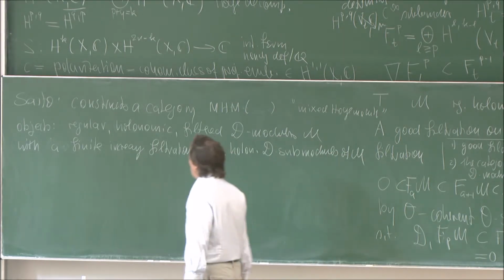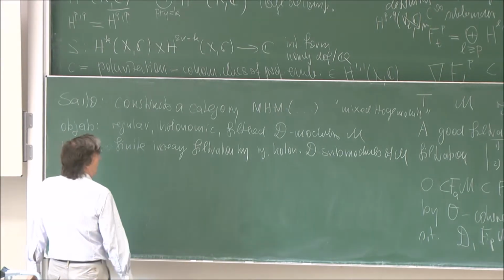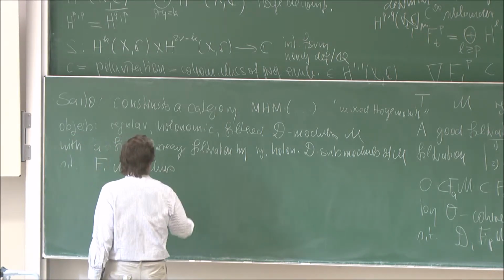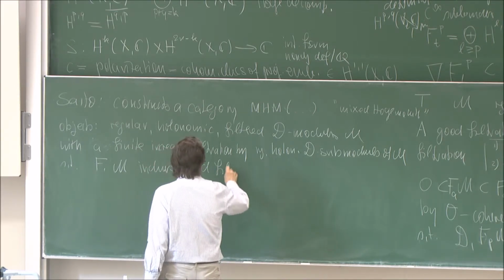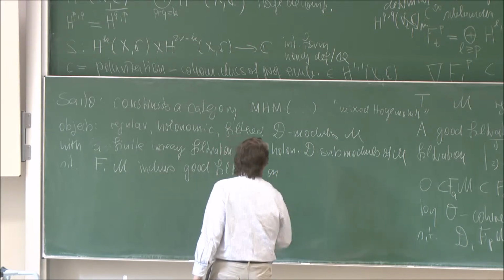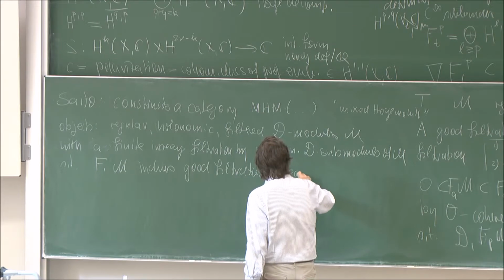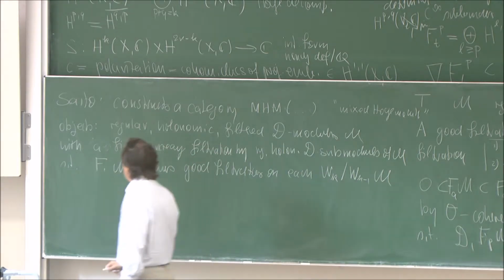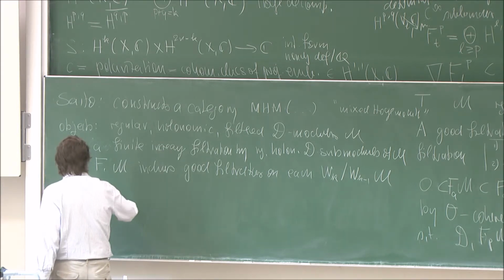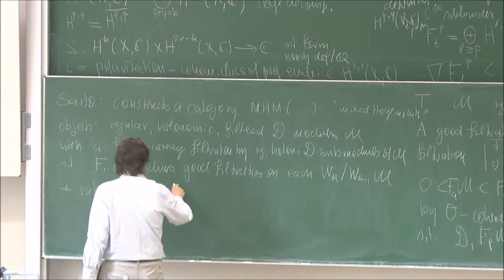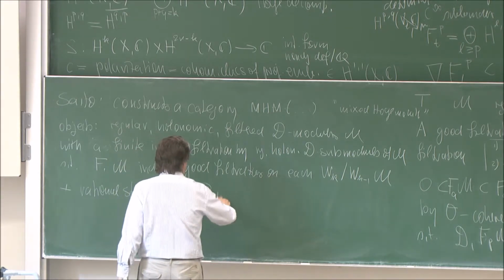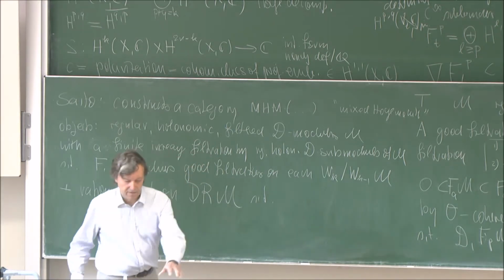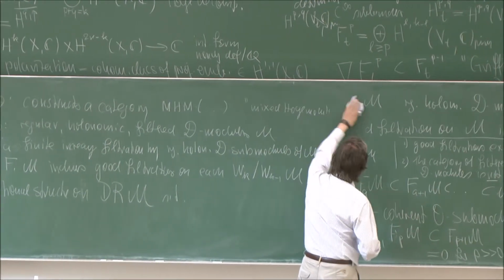such that the F dot, F lower, of M induces good filtrations on each W_k / W_{k-1} of M, plus a rational structure on M, such that, so now various requirements.